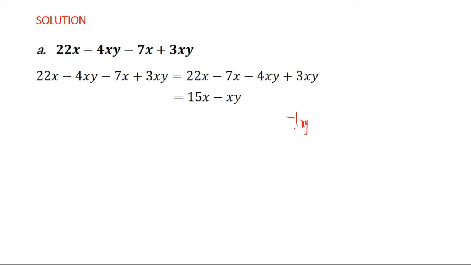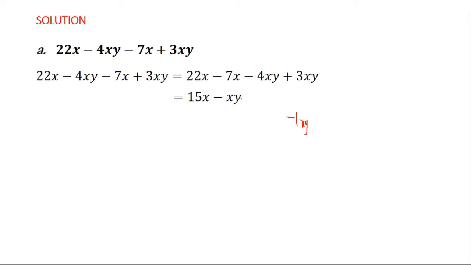But if you have minus 1 sy, it's written as minus sy. So whenever a term is written and there is no coefficient attached to the term, it means the coefficient there is 1. So we see from here that we have minus sy. Minus sy is the same as minus 1 sy. So minus 4 plus 3 will give us minus 1. So we are going to have minus 1 sy, which is written as minus sy.